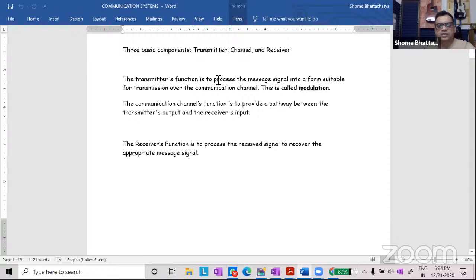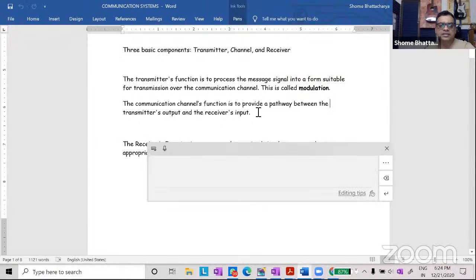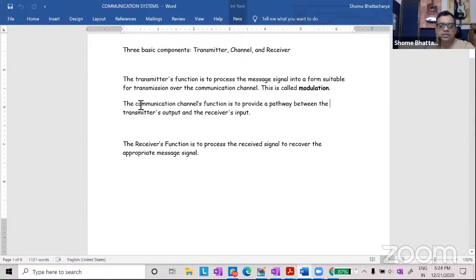It converts the message signal, which is the same thing as the input signal, into a form which is suitable over a communication channel, and this process is called modulation. So this transmission signal, which is suitable to transmit over a communication channel, is nothing but the modulated carrier wave.